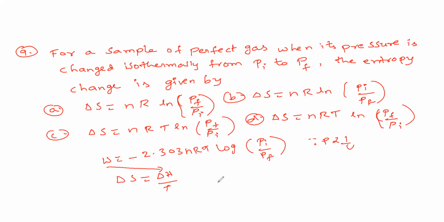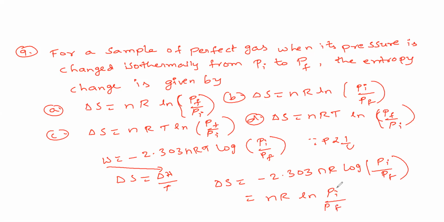So by this you can say delta S is equal to, for application formula, minus 2.303 nR log of P initial by P final. This is nothing but we can write the same thing as nR natural logarithm P initial by P final. So what is the answer now? You can say it is the second option. I hope it is clear. The minus symbol we will take later on. So this is the answer.